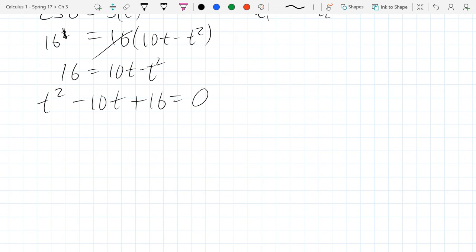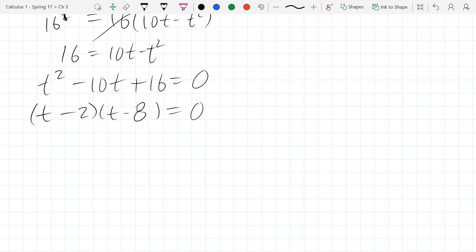All right, so how does this factor? t minus 8, 2 times 8 is 16. And remember, it's positive 16, so that means they're both positive or both negative. And your middle term's negative, so you have to go both negative, not both positive.